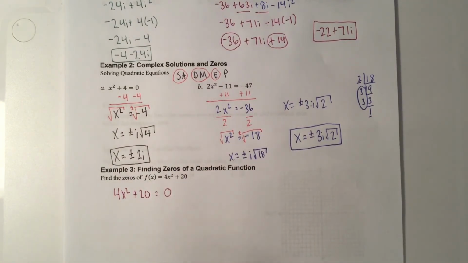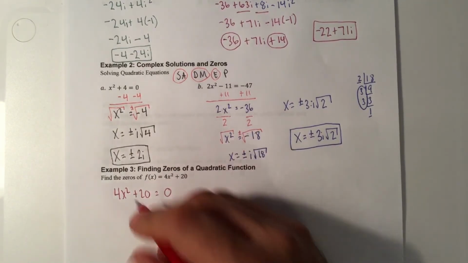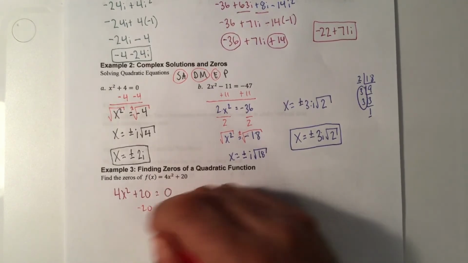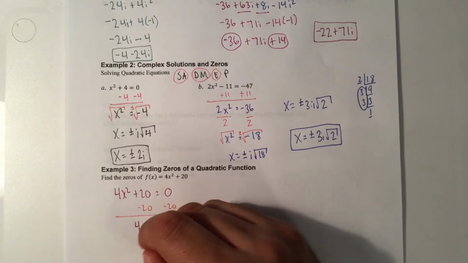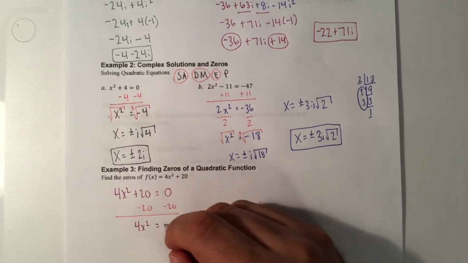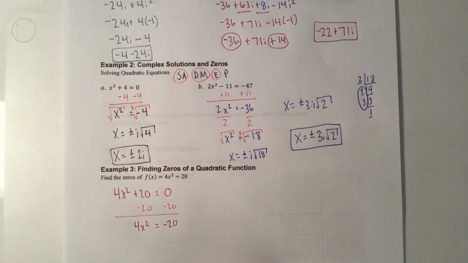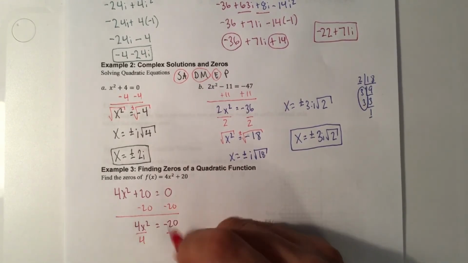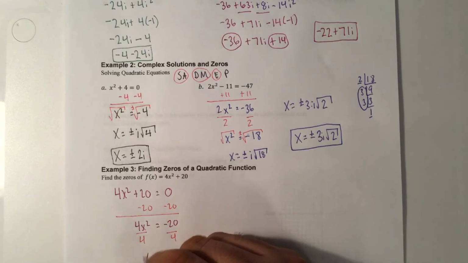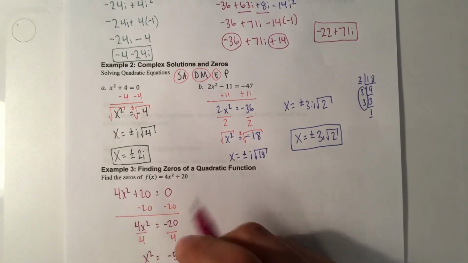Okay. So first, add or subtract. So we're going to subtract this 20 from both sides. So we get 4x squared equals negative 20. Now we're going to multiply, divide. So we're going to divide by the 4 here. So x squared equals negative 5.